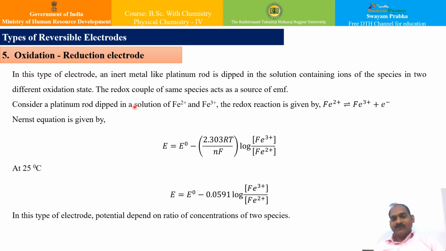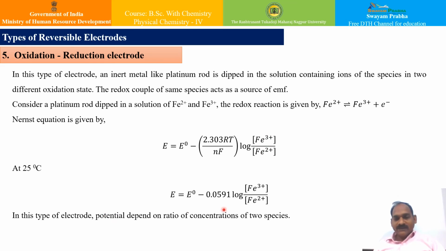As I said, Fe2 plus, Fe3 plus, you can take, which is the routine practice of experiment to perform in the laboratory. Now, if I consider the platinum rod, which is dipped in a solution of Fe2 plus and Fe3 plus, the redox reaction will be given like, if it is at anode, Fe2 plus will give Fe3 plus plus electron, so electron will be released at anode. In case of cathode, the reverse reaction can be written, isn't it? And for any such reaction, the Nernst equation is given by this. So E is equal to E standard minus 2.303 RT upon NF into log of concentration of Fe3 plus upon concentration of Fe2 plus.